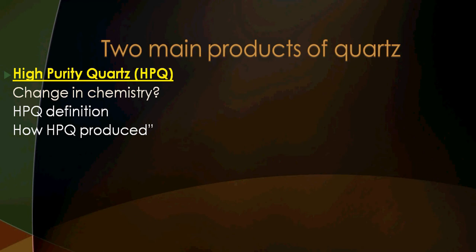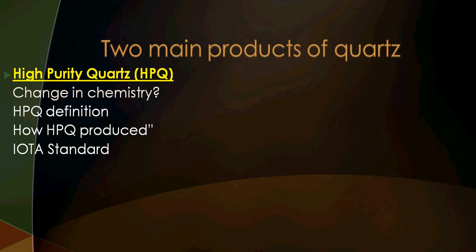But there is also an addition in the value. So high purity quartz is a value-added product of quartz. An ordinary quartz may be sold in the market at $100 per ton, but high purity quartz can fetch a price of more than $5,000, even $10,000 per ton, depending on the nature of the impurities and the content of impurities.